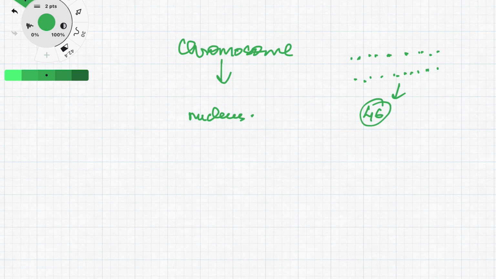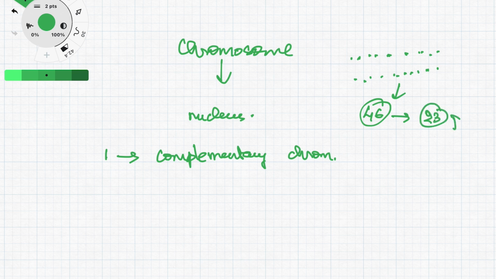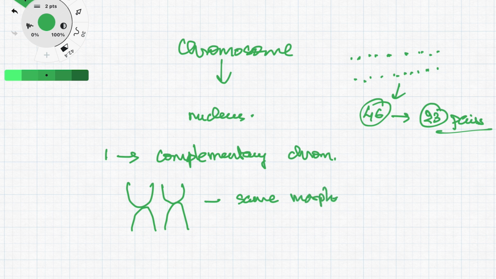Now one chromosome will have a complementary chromosome. So what does it mean? Each of these chromosomes will have a complementary chromosome, and they make 23 pairs. The complementary chromosomes have the same morphology and the same function. They look very much the same, that's why they have the same morphology, and they have the same order of genes. That's why they have the same function.